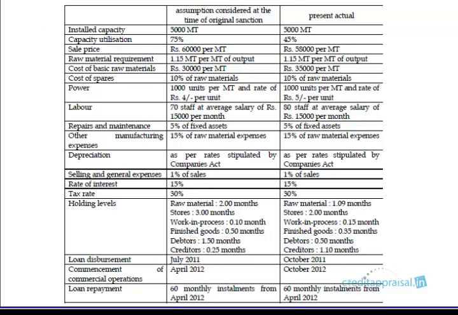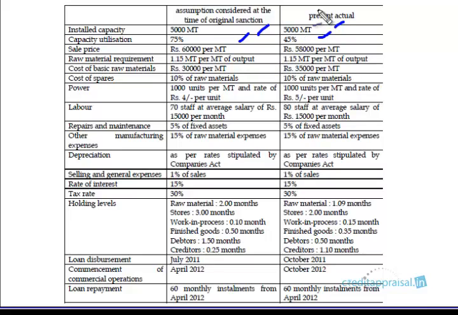Let us see. At the time of the original sanction, these were the assumptions made, and this is the present actual. You can see the installed capacity is the same. But if you look at the operating capacity, the capacity utilization, the company could not operate at the estimated capacity utilization of 75%. And this is something which we discussed in the last chapter.